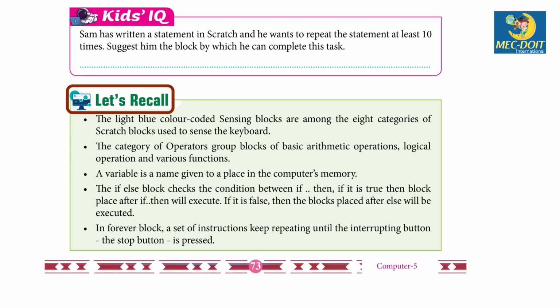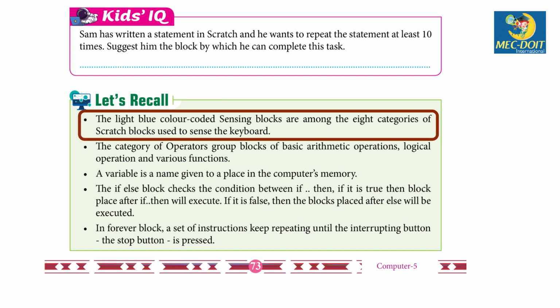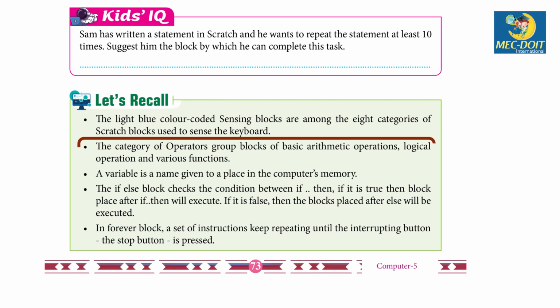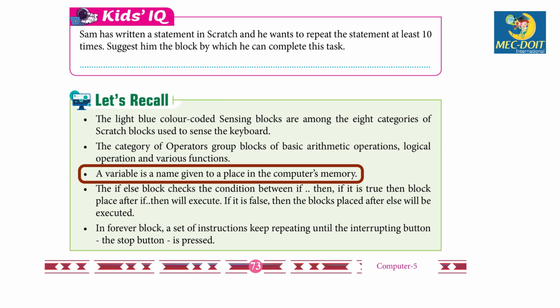Let's recall. The light blue color-coded sensing blocks are among the 8 categories of Scratch blocks used to sense the keyboard. The operator group is the category of blocks for basic arithmetic operations, logical operations, and various functions. A variable is a name given to a place in the computer's memory.